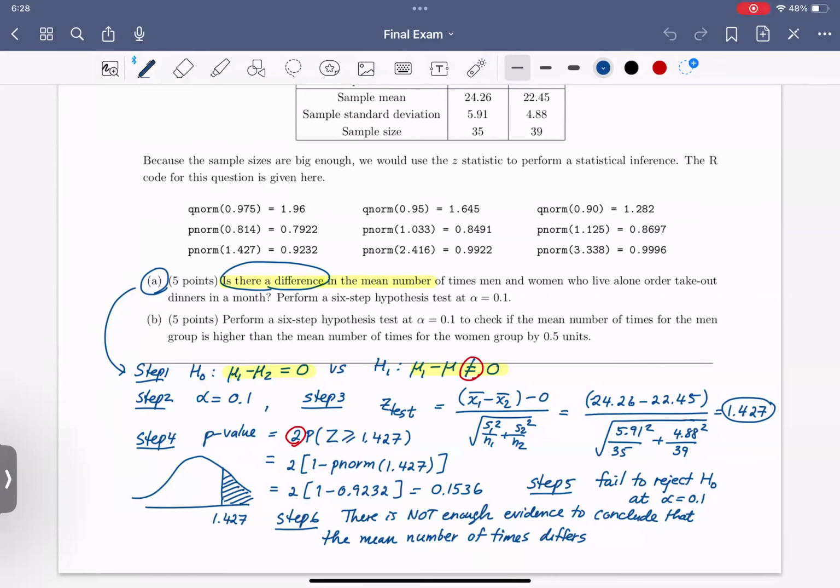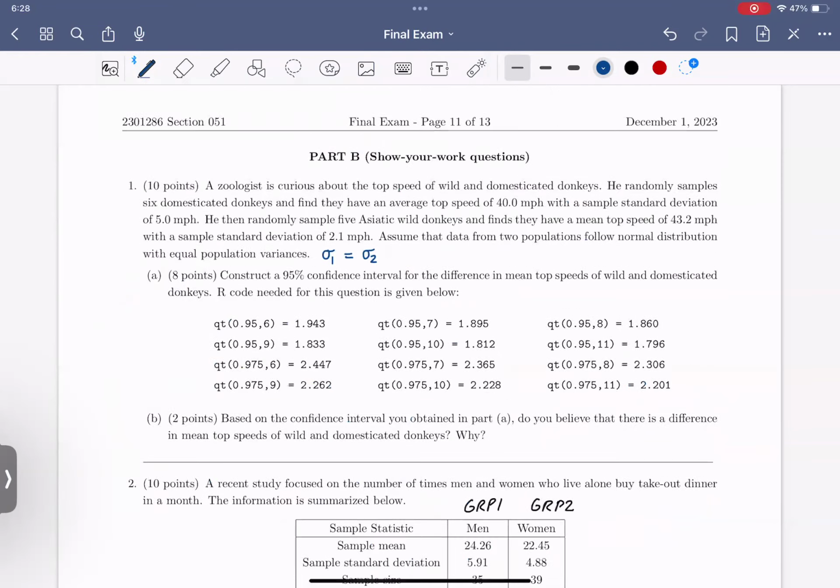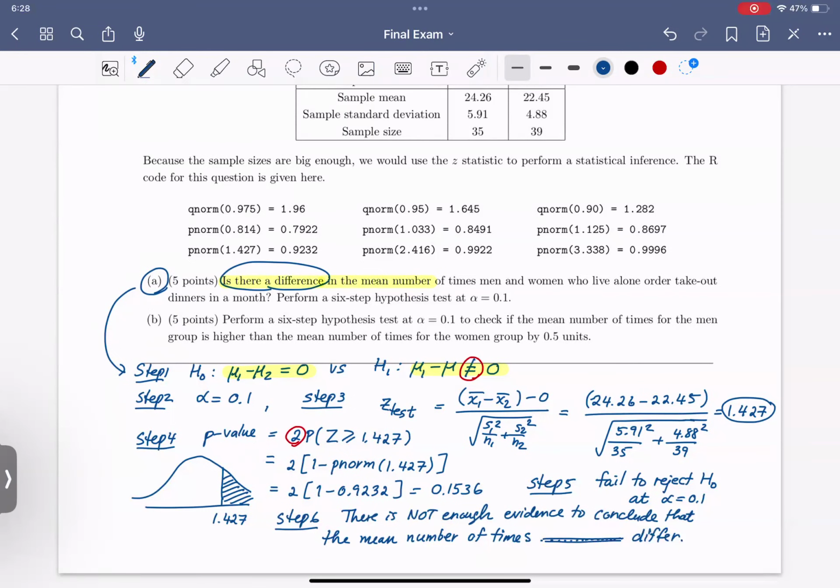Well, you can write it down in the full text if you want to. The mean number of times men and women who live alone order takeout dinner in a month differs. Something like that. You can just carry over the sentence that I highlighted in yellow and put it there. But actually, we just want to conclude that there is not enough evidence to conclude that H1 is true.